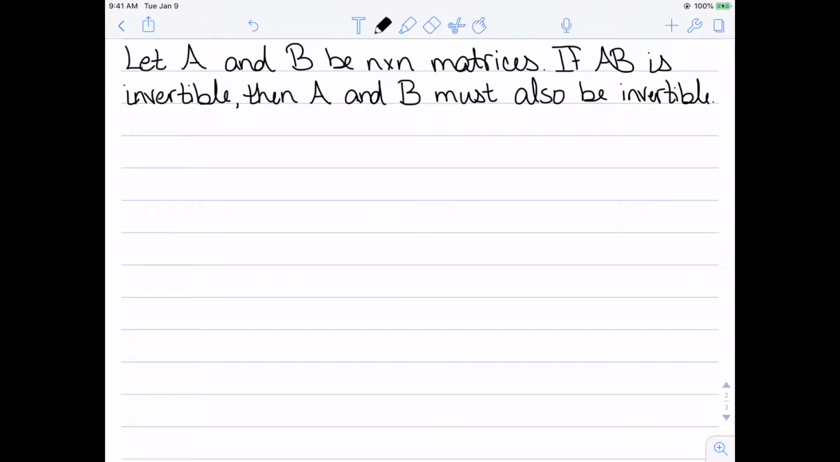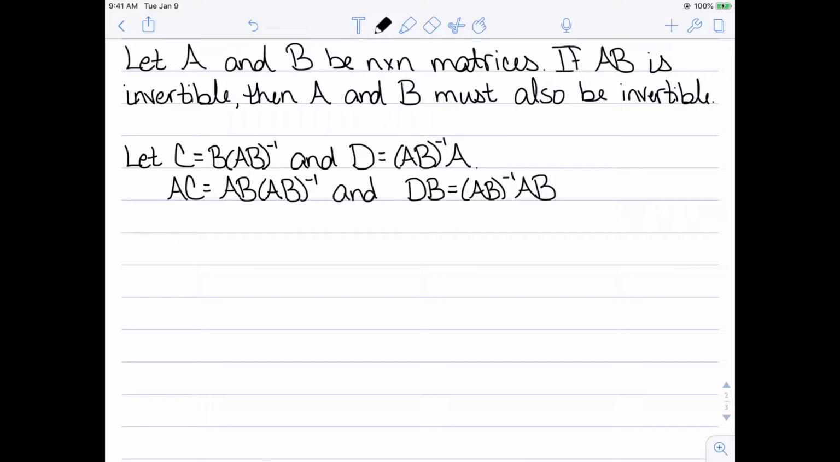Our next result, let's let A and B be n by n matrices. If A times B is invertible, then A and B must also be invertible. So if the product is invertible, then each of the pieces must also be invertible. We're going to start by defining C to be equal to B times (AB) inverse and D to be equal to (AB) inverse times A.